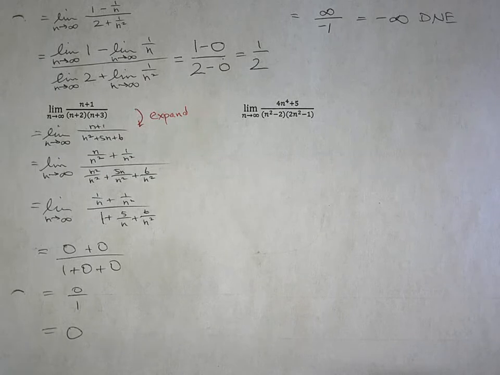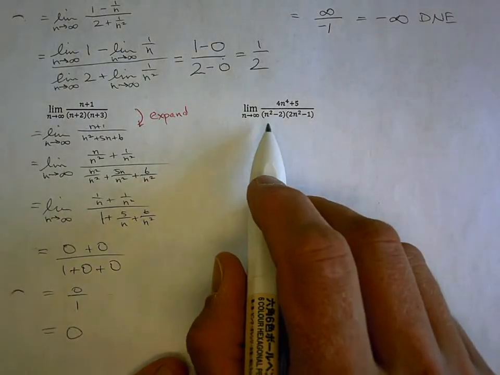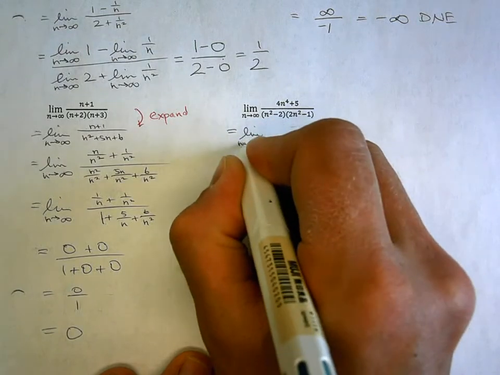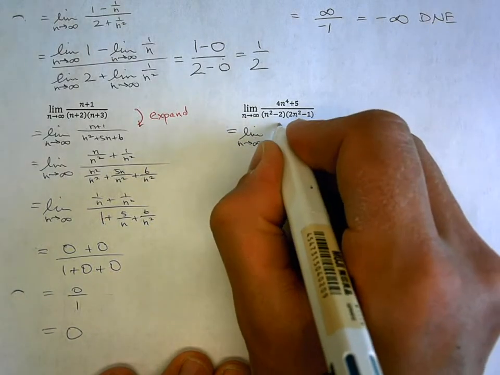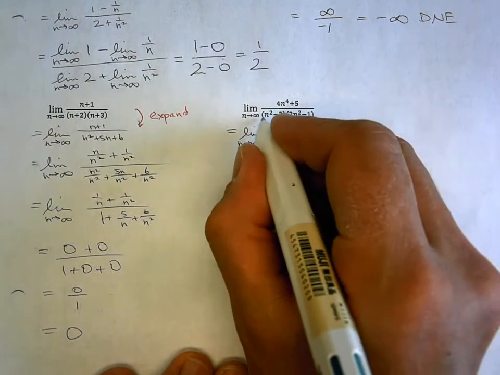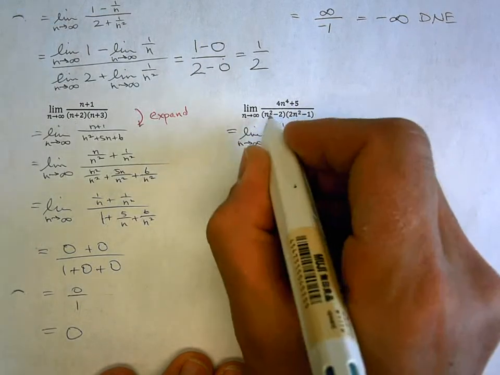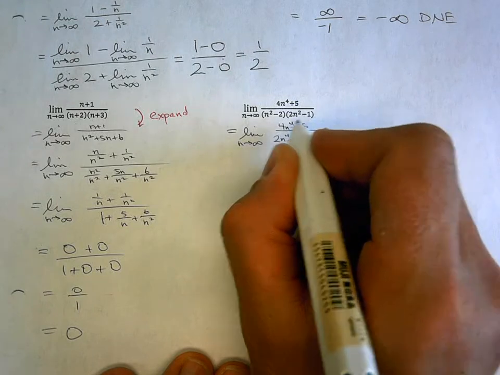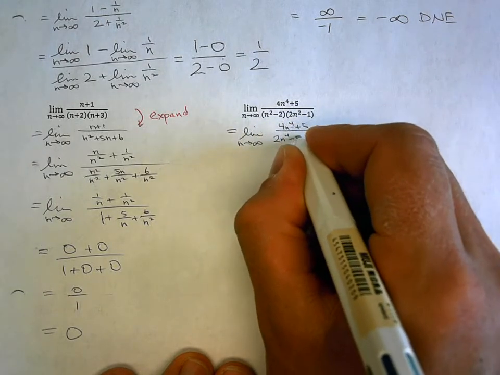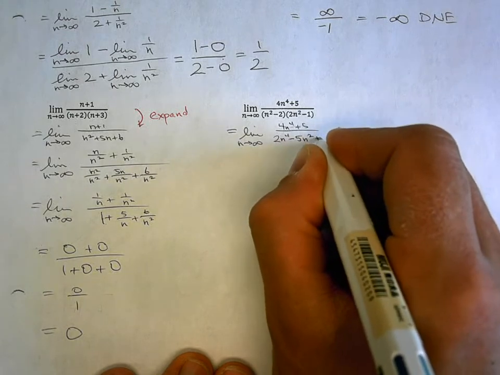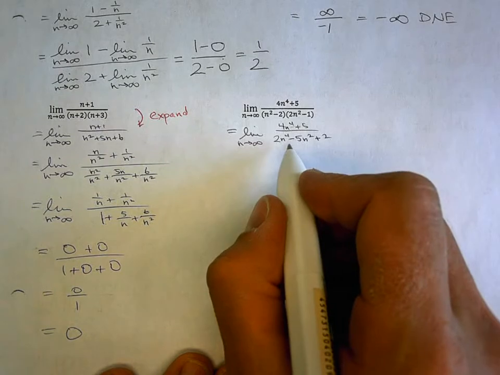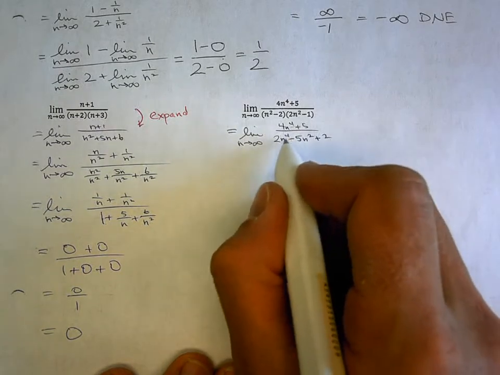Okay, last question. Similar type of question. I need to expand this first. So I have 4n to the power 4 plus 5 over 2n to the power 4, minus n, and then minus 4n squared. So it's minus 5n squared plus 2. And now I want to divide top and bottom by n to the power 4.